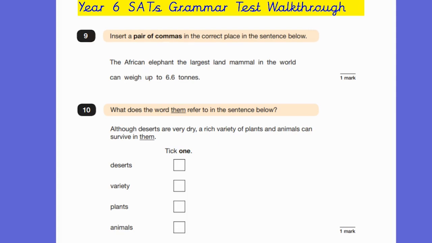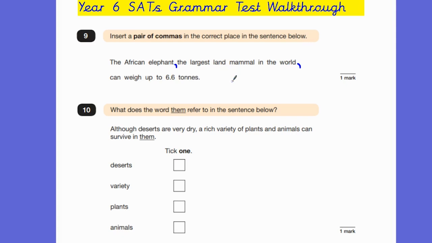Number 9, insert a pair of commas in the correct place in the sentence below. The African elephant, the largest land mammal in the world, can weigh up to 6.6 tons. So I know that I'm using parenthesis here. So I need a comma after elephant because I'm adding in the largest land mammal in the world. So I need a comma after world. If I take that away, my sentence will still make sense. So the African elephant can weigh up to 6.6 tons, and there I've added in that extra information.